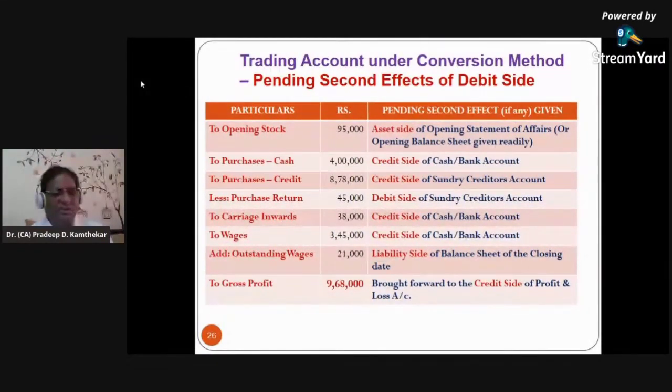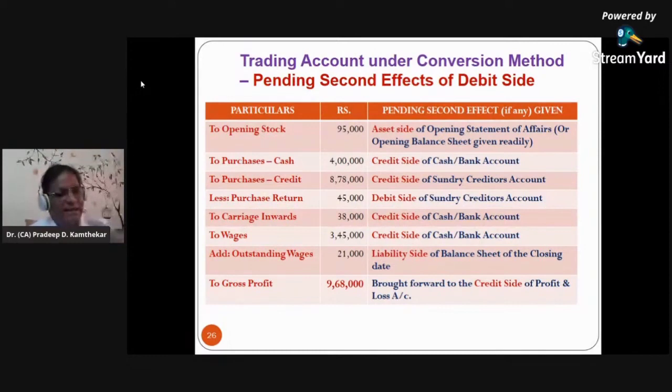Carriage inwards which you see on the debit side of trading account. Second effect is credit side of cash and bank account. Wages which you see on the trading account debit side. Second effect, credit side of cash and bank account. Wages outstanding which you add on the trading account debit side. Second effect, liability side of the closing balance sheet. And this gross profit is brought forward on the profit and loss account credit side. These are the debit items of trading account, the explanation which I have already given.